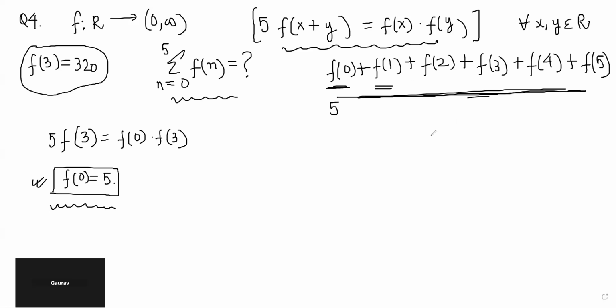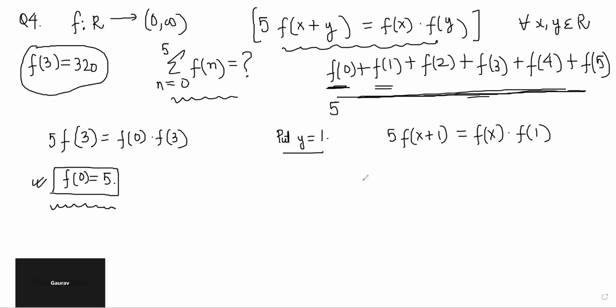Right? Yes. So if you want to find the next value, one thing you can try here is in the equation you put y is equal to 1. So what will we get? 5 times f of x plus 1 is equal to f of x into f of 1, right?